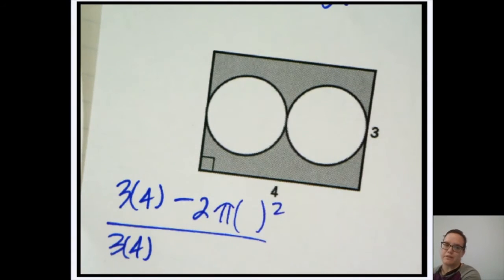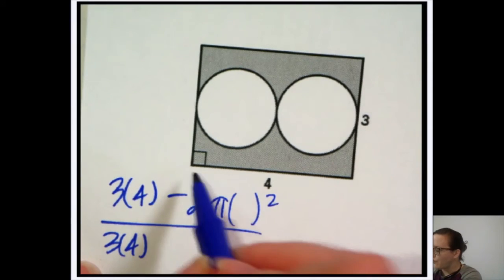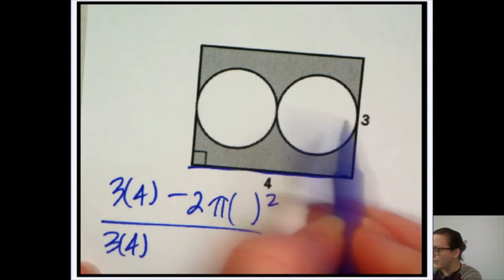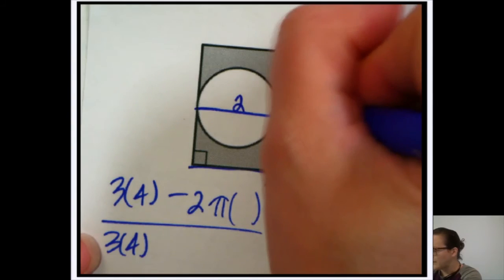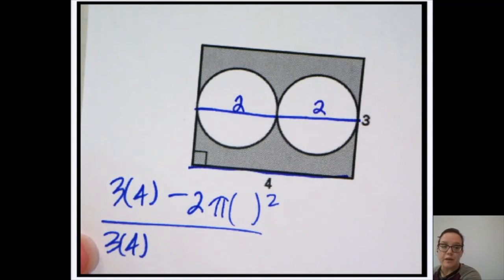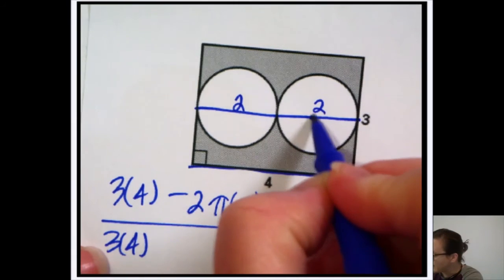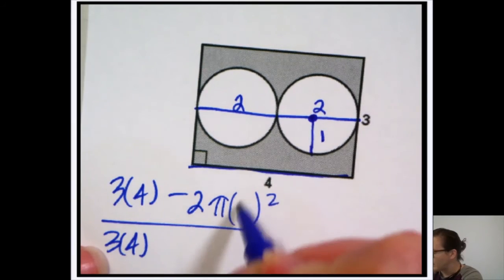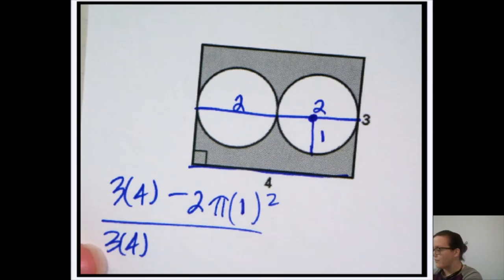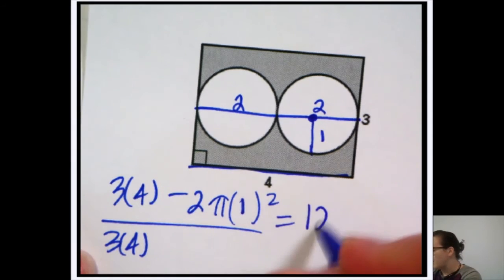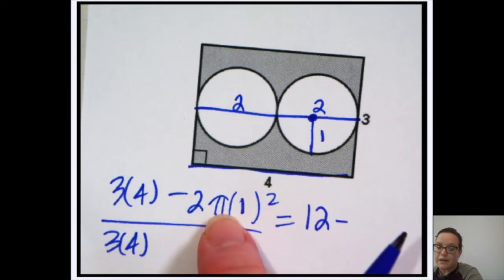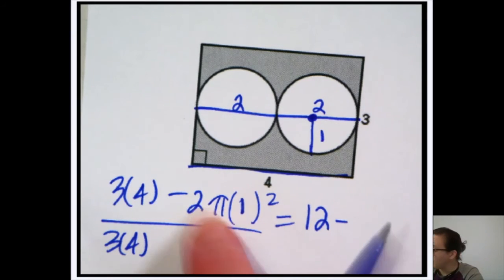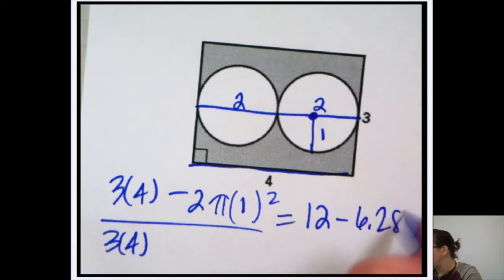So what's our radius? They're kind of tricky here. I know 4 across, and I have two identical shapes, so that means it gets cut in half. So this is 2 and this is 2. And those are diameters though. So what's a radius? Well, a radius is just 1. So that's how I figure that out. So I get 12 minus 1 squared times pi, which is 3.14, times 2, so minus 6.28.